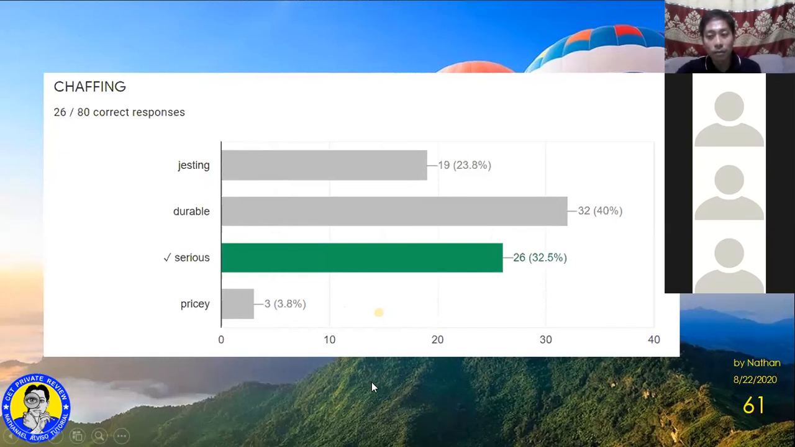Jesting, or giving jokes. In the Middle Ages, in the castles of princes and princesses, they do not have TV. They do not have internet. So the way to entertain themselves is they hire jesters. Okay, they are the clowns, the ones that give jokes, make them laugh and give them entertainment. So the opposite of that is serious.